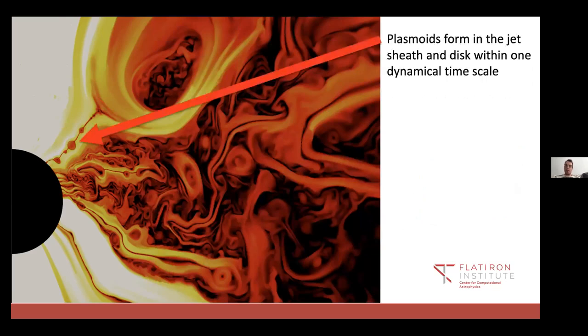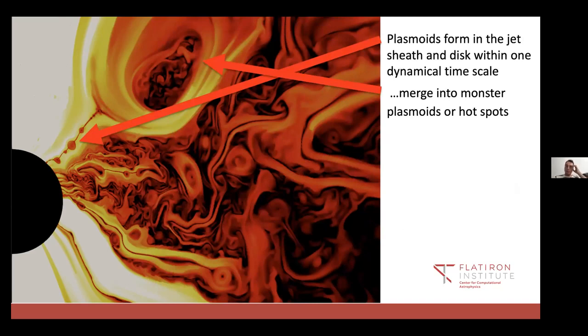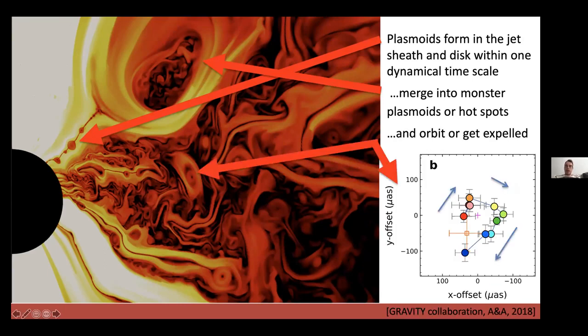Now, can we link this to observations? We see that plasmoids form in this sheet and that they can escape the black hole and merge into what I call a monster plasmoid here, which is actually larger than the event horizon scale. These monster plasmoids can escape, or they're sort of expelled into the disk.